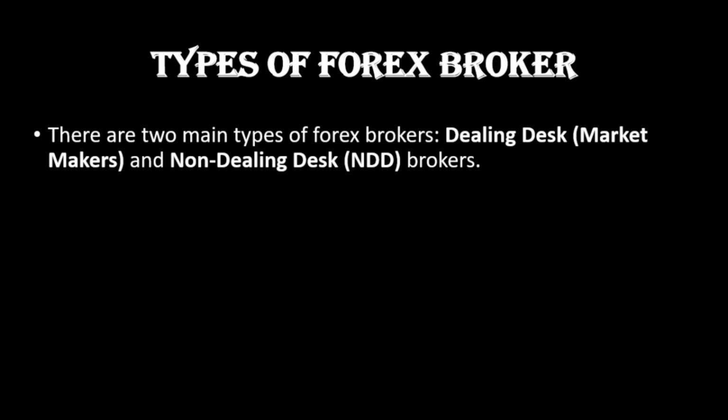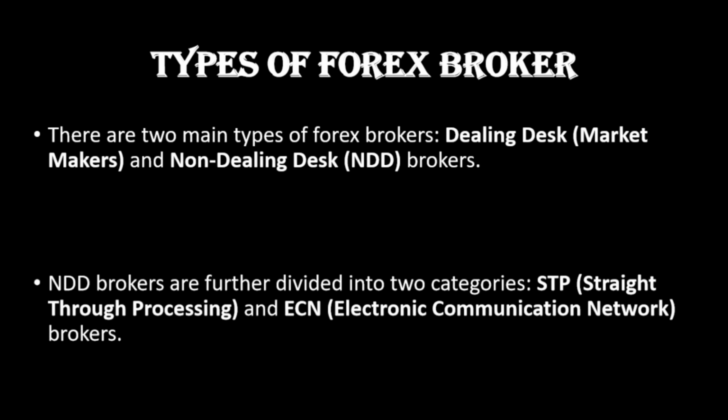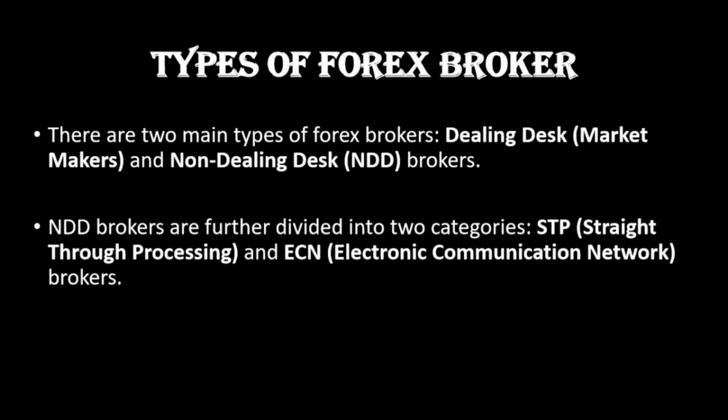Types of forex brokers. There are two main types of forex brokers: dealing desk brokers, or market makers, and non-dealing desk brokers. These are the two types of brokers we have. The non-dealing desk brokers are further divided into two categories: STP, that is straight through processing, and ECN, electronic communication network brokers. Please take note of this, because this is where the difference is made in trading.